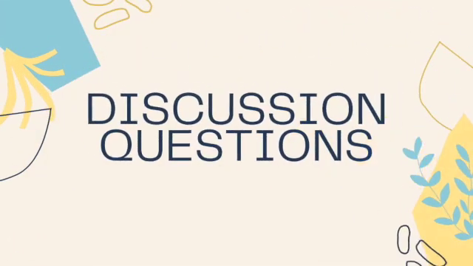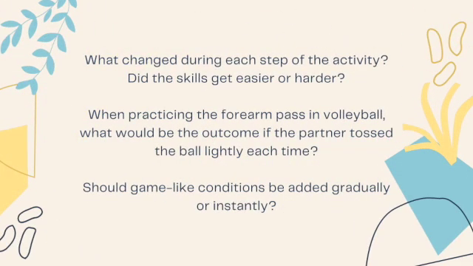At this point, you and your partner should have completed the 4 different steps of dribbling. Now, the two of you will answer some questions. 1. What changed during each step of the activity? Did the skills get harder or easier? 2. When practicing the forearm pass in volleyball, what would be the outcome if the partner tossed the ball lightly each time? 3. Should game-like conditions be added gradually or instantly? Work with your partner and answer these questions in your physical education notebooks.